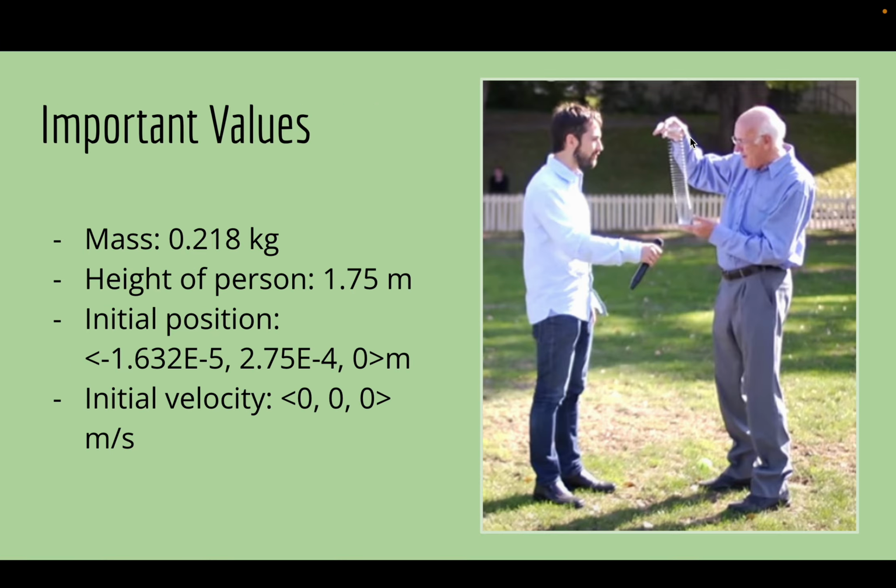So some important values that we had was that the mass of the slinky was 0.218 kilograms, the height of the person, or the height at which it was dropped, was 1.75 meters. The initial position is what is shown on the slide, and then the initial velocity was 0.